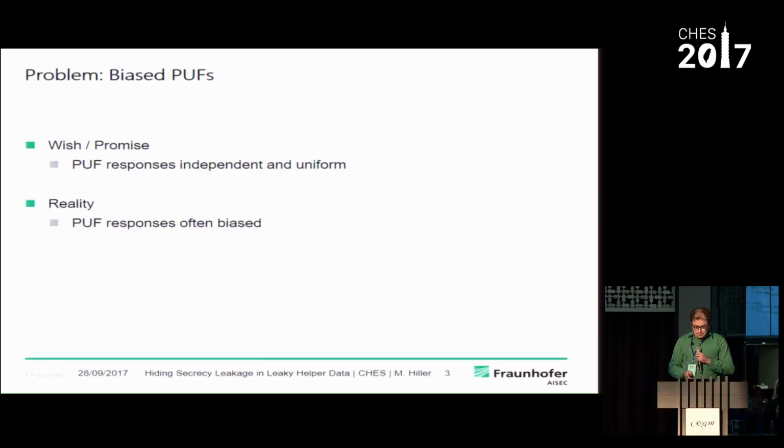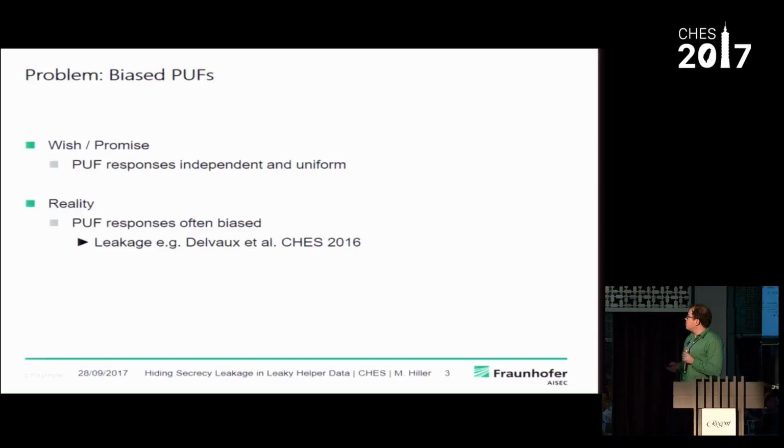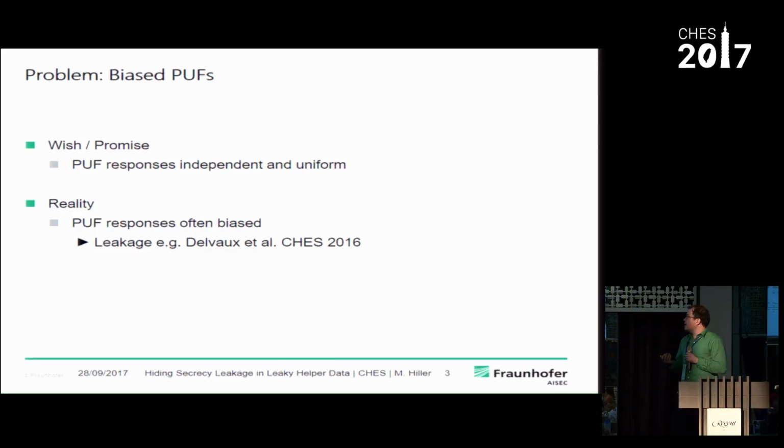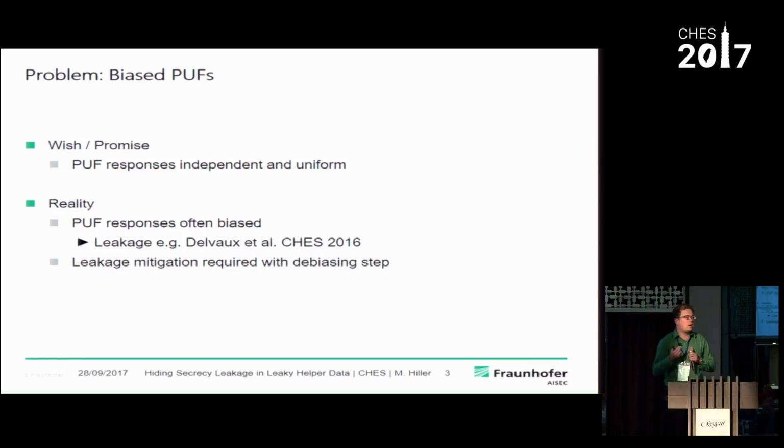The issue with biased PUF responses is that they cause leakage. At last CHES, there was a talk about that by Delvaux, looking at how bad the leakage actually is. It's not as bad as the N minus K bound assumed, but still, leakage is a big issue and has to be addressed. And to address that, different leakage mitigation steps were introduced over the last years, mainly doing debiasing, so trying to transform the biased distribution or biased sequence into something unbiased.